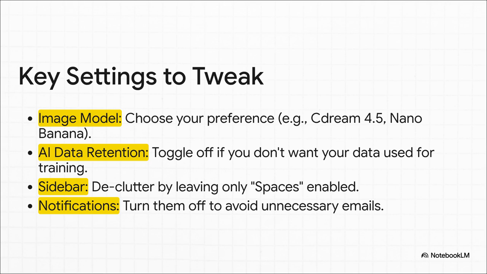First, pick your favorite image generation model. Your call on that one. Next, and this one's a big deal for privacy, you can toggle off AI data retention. That means they won't use your questions for training. Third, to clean things up, I like to declutter the sidebar by turning off everything except for spaces. And finally, just turn off notifications to save your inbox from a bunch of emails.